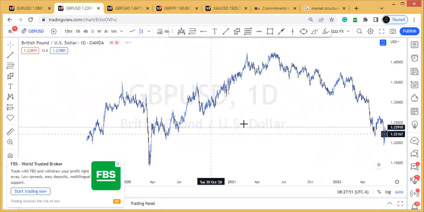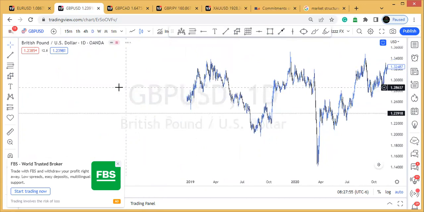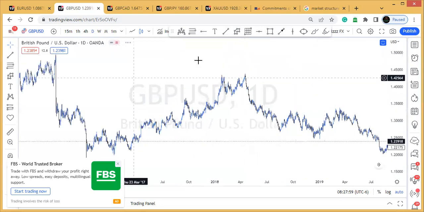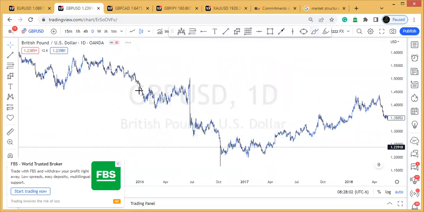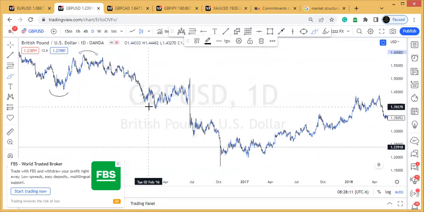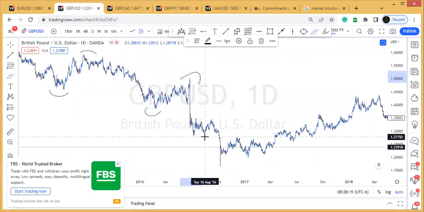Okay, this is GBPUSD. When we are talking about the external swing points of the market, let me bring out my tool to show you the external swing points. Okay, look at this market. Let's start from here. This is the external swing point. These are the external swing points.